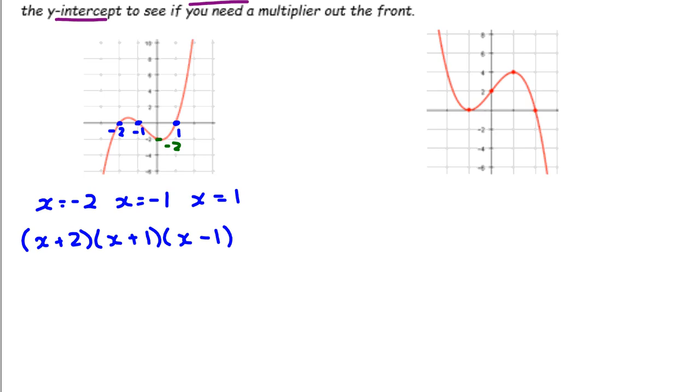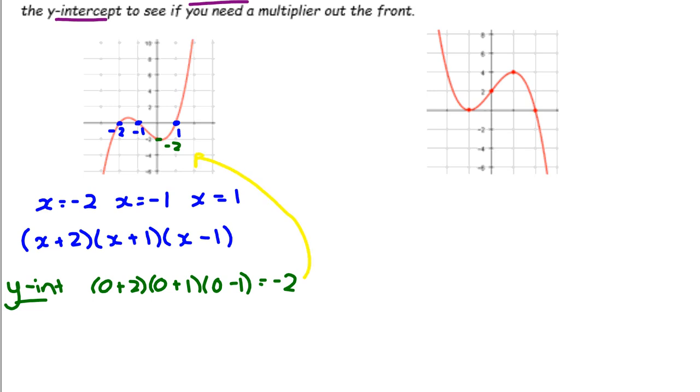Alrighty. So what we can do is test out using the y-intercept. So for the y-intercept, what is the y-intercept? X equals 0, 0 plus 2, doing a y-intercept check. 0 plus 1, 0 minus 1, which equals 2 times 1 times -1, which is -2, which matches our y-intercept.